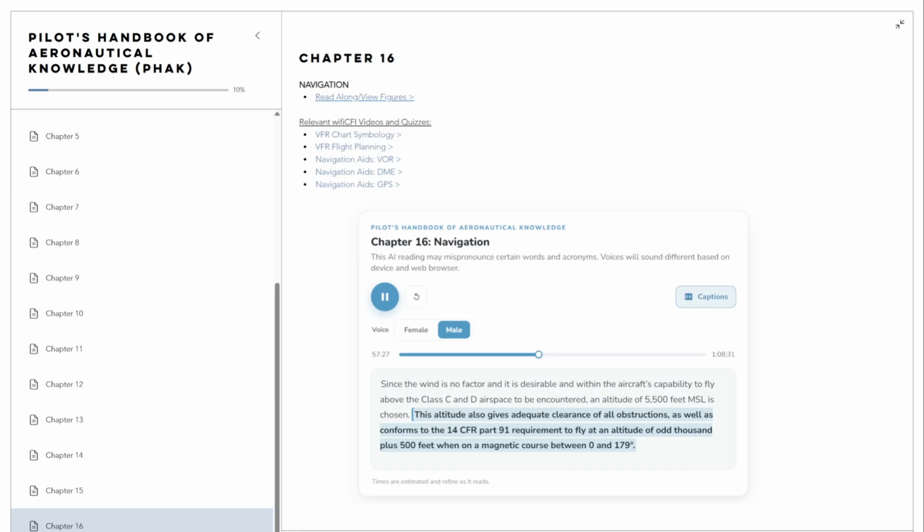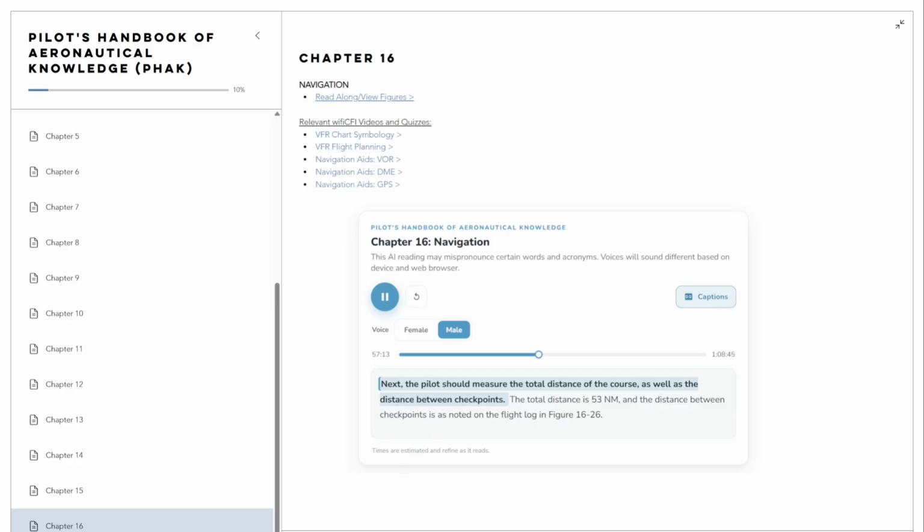Next, the pilot should measure the total distance of the course, as well as the distance between checkpoints. The total distance is 53 nautical miles, and the distance between checkpoints is as noted on the flight log in Figure 16-26. After determining the distance, the TC should be measured. If using a plotter, follow the directions on the plotter. The TC is 031 degrees. Once the TH is established, the pilot can determine the compass heading.